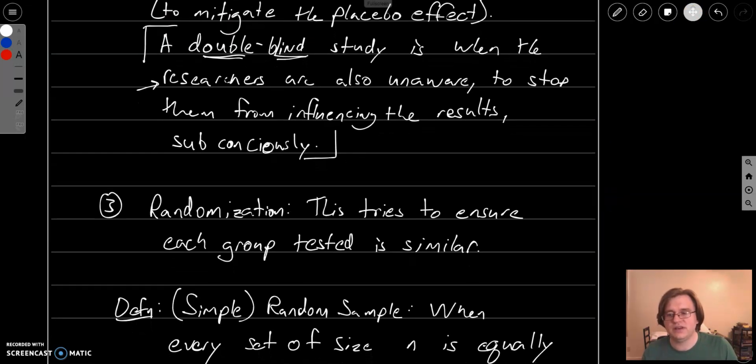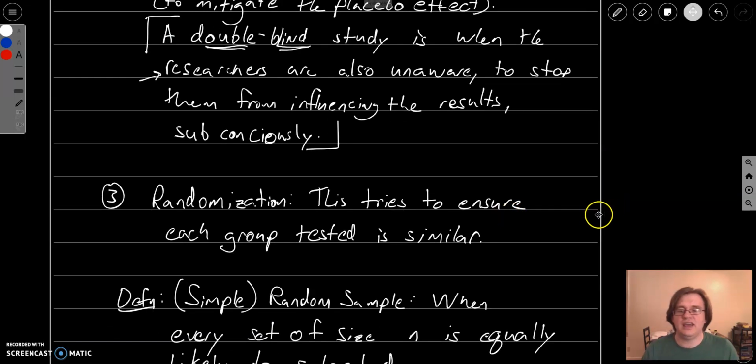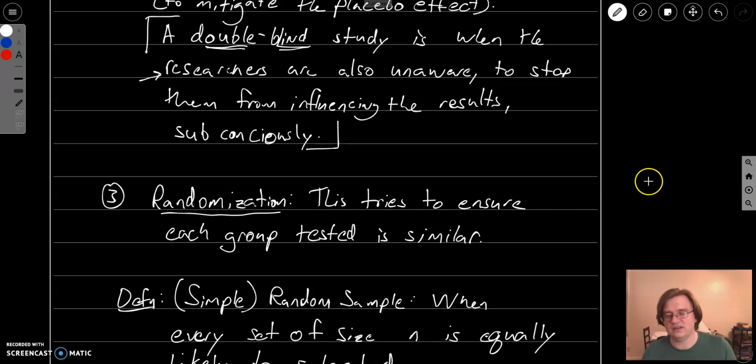And then the last one is randomization. And realistically, when you are randomizing a study, what you're trying to do is make sure that any group that's tested is going to be similar. So when you're splitting up people between the treatment and the placebo in, say, a medical study, you want these groups to be roughly similar, so you may randomly select them.